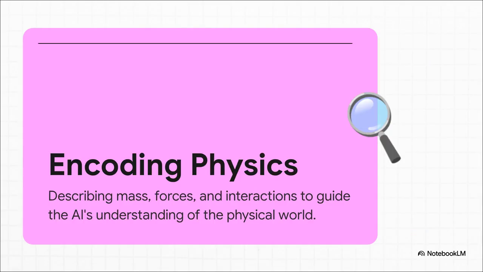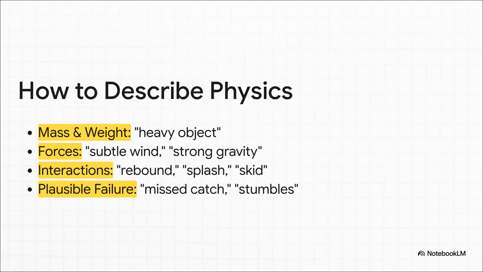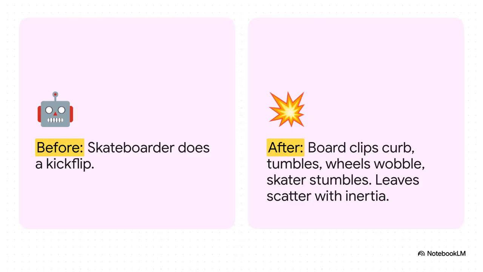Well, now you have to become the AI's physics teacher. Even though the latest models have a much better grasp of the physical world, they still need clear instructions from you. By encoding physics into your prompt, you're describing not just what happens, but how it happens according to real-world forces. And you can do this with some really specific keywords. Talk about mass and weight. Mention forces like wind or gravity. Detail the interactions. Does something rebound or splash or skid? And this one is my favorite. Describe a plausible failure. A missed catch or a stumble makes a scene feel so much more real than some perfect robotic action.